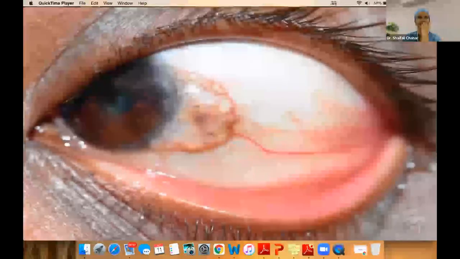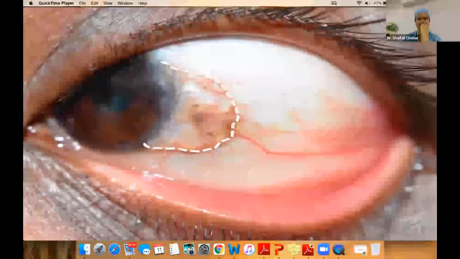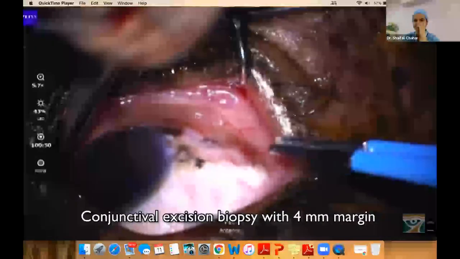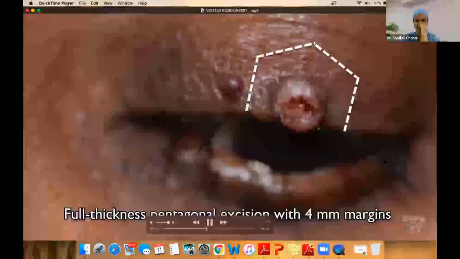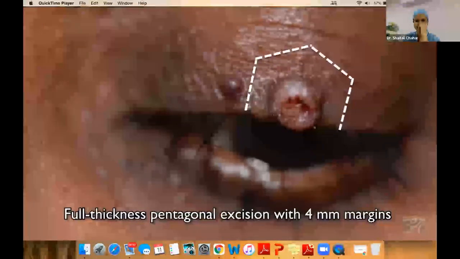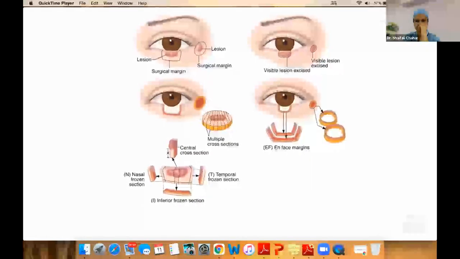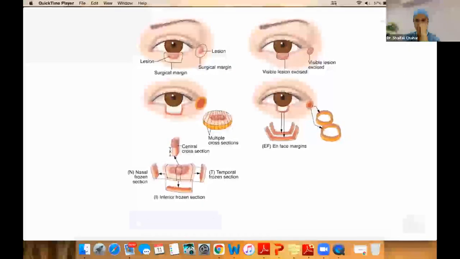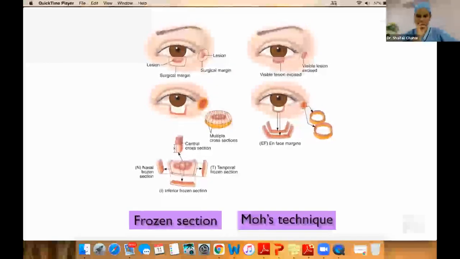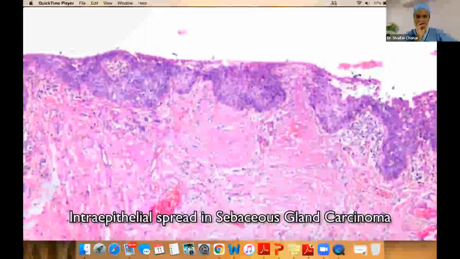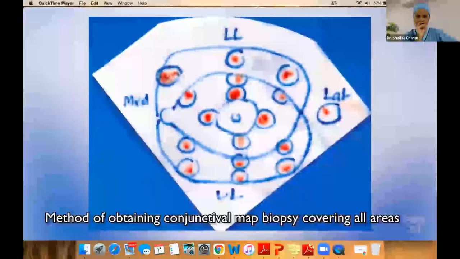In case of a clinically benign looking lesion, simple excision without taking margins of healthy tissue will suffice. In case of suspected malignant lesion, as a standard of care, tumors are excised with at least 4 mm margin while awaiting histological confirmation of tumor-free margins for appropriate reconstruction. Intraoperative diagnosis of margin clearance is achieved either by a frozen section or Mohs micrographic surgery. We prefer frozen section to Mohs micrographic surgery. In case of ocular surface lesions with intraepithelial spread, known as pagetoid spread, a MAP biopsy must be performed.